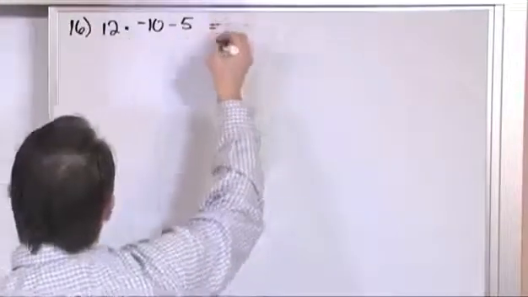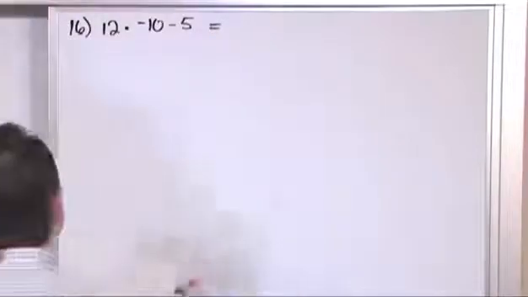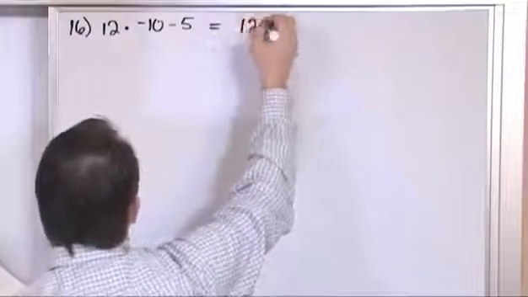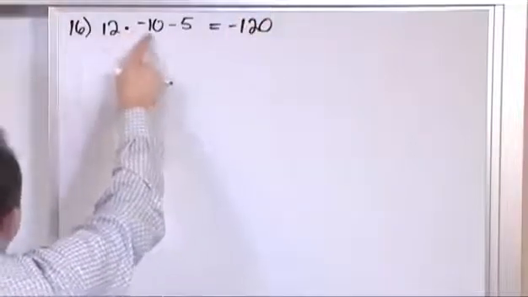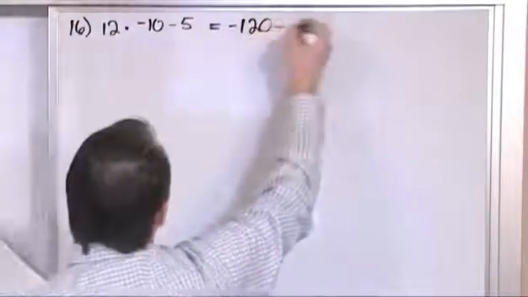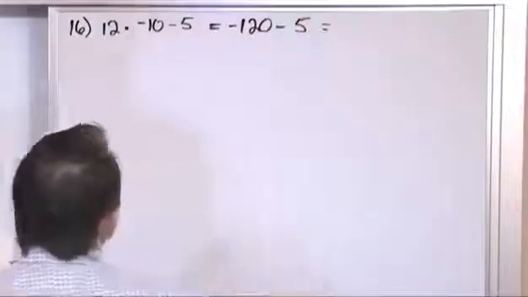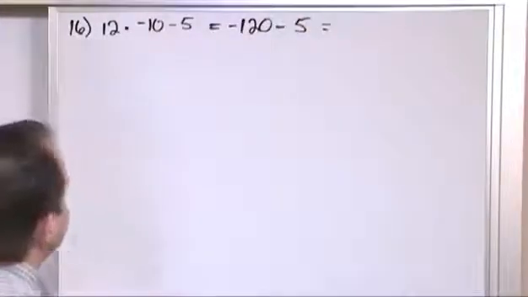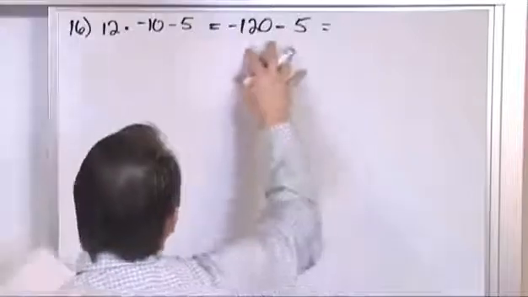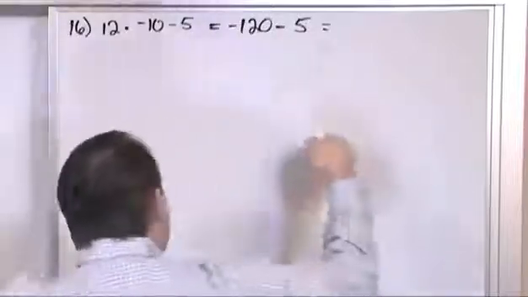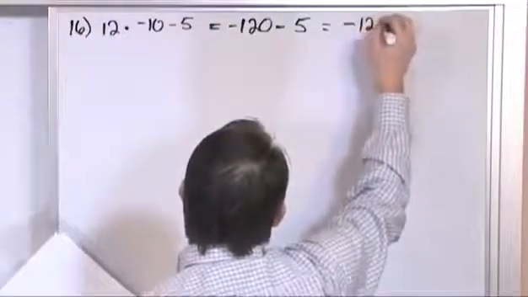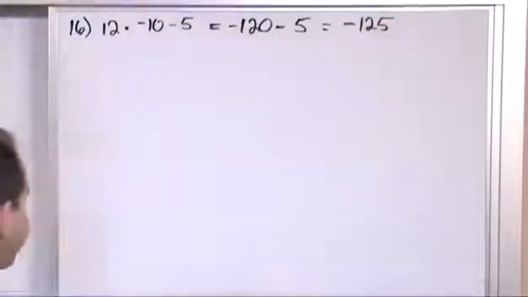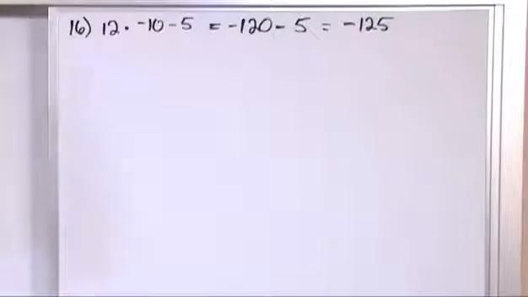Multiplication always comes first. So 12 times 10 is 120. And it's got to be negative because these two numbers are different signs. So negative 120. We still have to subtract 5. Going back to our subtraction lesson, we're starting at negative 120 and we're going more negative by subtracting 5 more. So this is going to be negative 125.